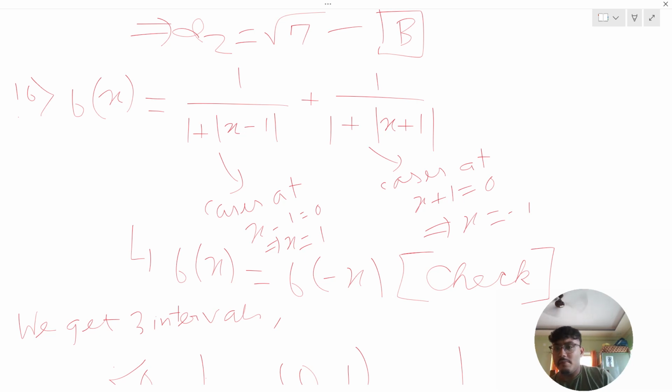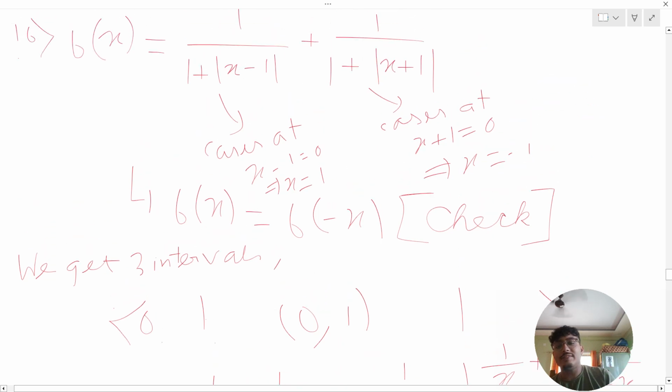Now, my question number 16 is basically I'm given a function and I need to tell its maximum and minimum points. Okay. So my f of x is given to be 1 by 1 plus mod of x minus 1 plus 1 by 1 plus mod of x plus 1. So very easily x minus 1 equals 0, so my case will be arising at x equals to 1, and here also x plus 1 equals 0, then my case will be arising at x equals to minus 1. One thing which you can check is f of x is going to be f of minus x. You can check it, since on putting minus x in this one, these two functions get interchanged.